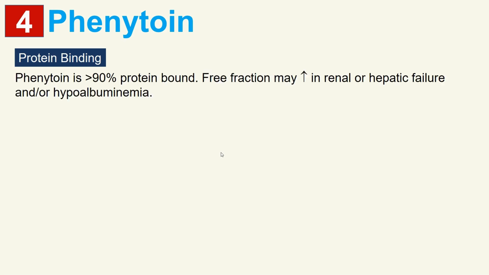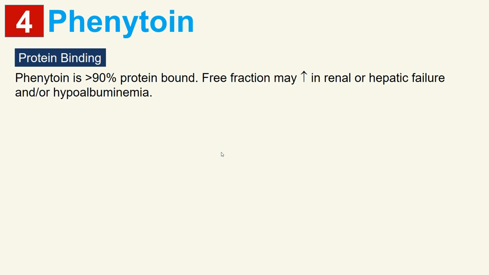Next, another important drug is phenytoin. Phenytoin is a well-known drug for its serious drug interactions, and according to the FDA, it is considered a narrow therapeutic index drug. There are two major types of interactions here. One is about protein binding, which is very special for phenytoin. Phenytoin has more than 90% protein binding.